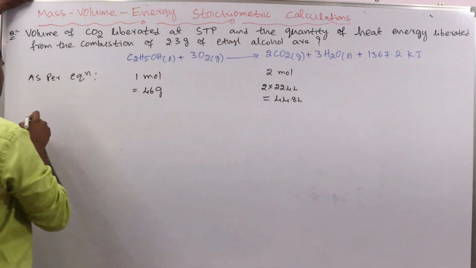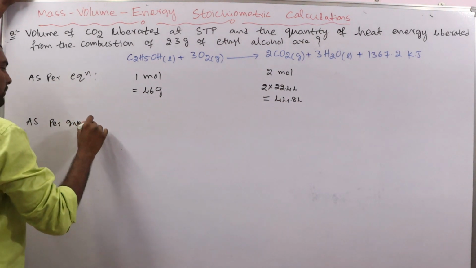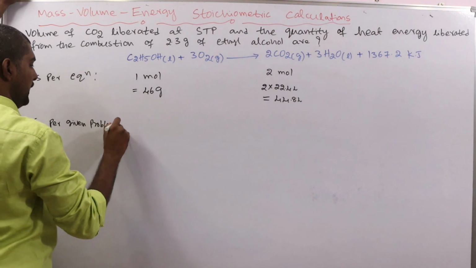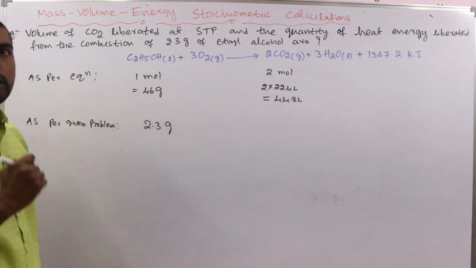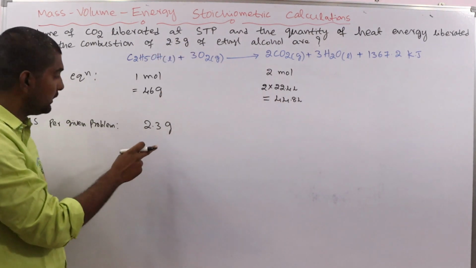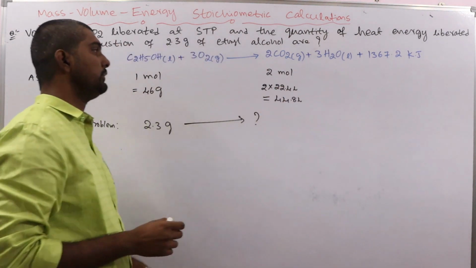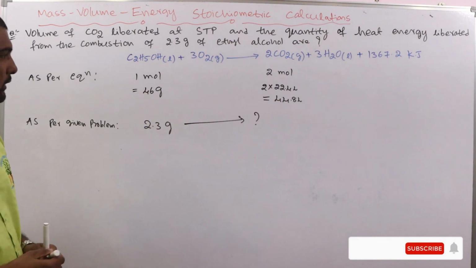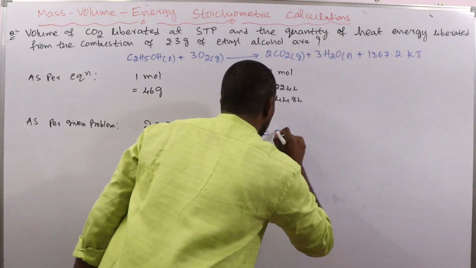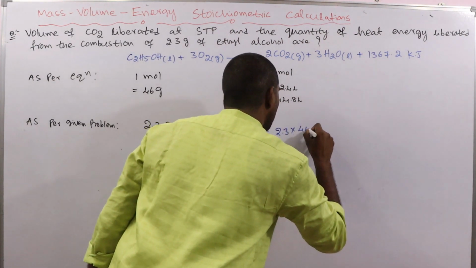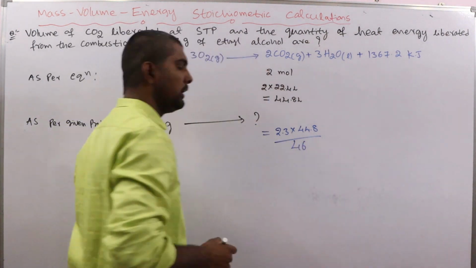Now, as per the given problem, how much ethyl alcohol is undergoing combustion? 2.3 gram of ethyl alcohol is undergoing combustion. So how many liters of CO2 is liberated? That we have to calculate first. Same procedure, do the cross multiplication: 2.3 into 44.8 by 46 gram.